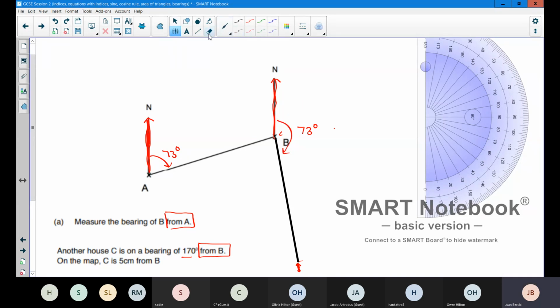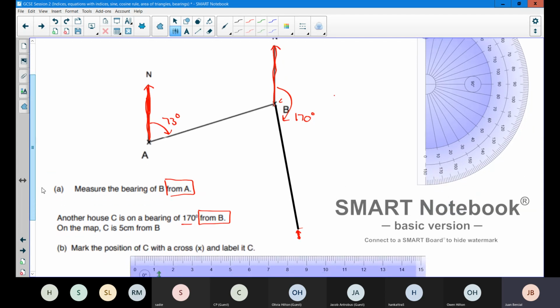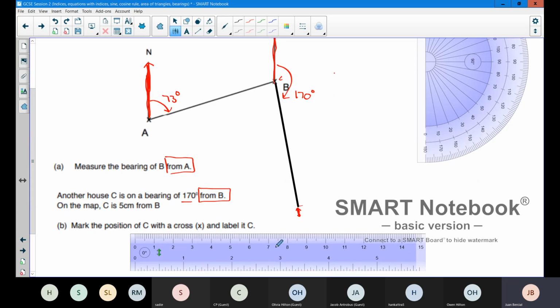So that angle here, that is 170, which you can see is nearly a straight line. It's nearly 180 degrees. And then what we have to do is on the map, C is 5 centimeters.